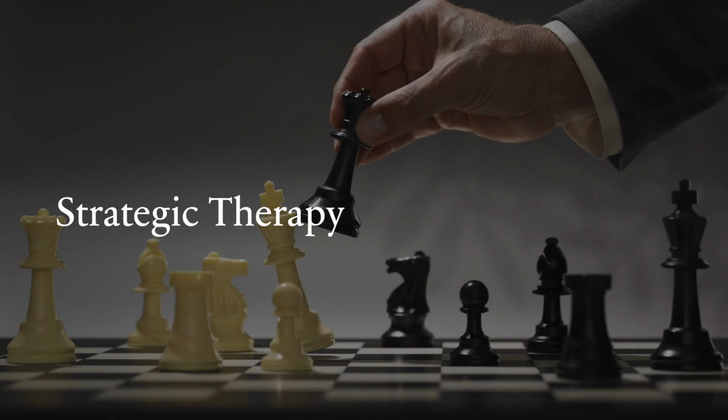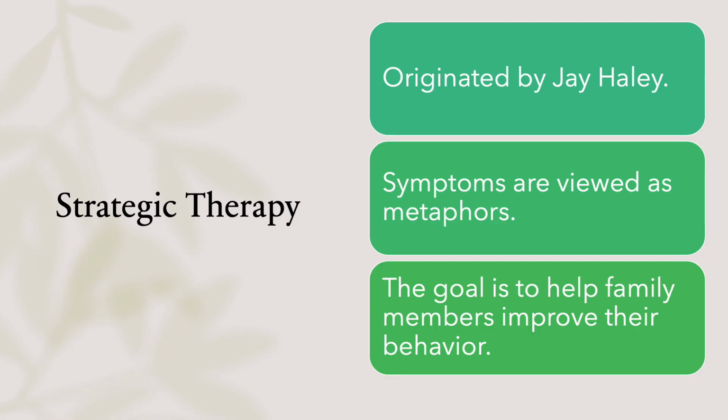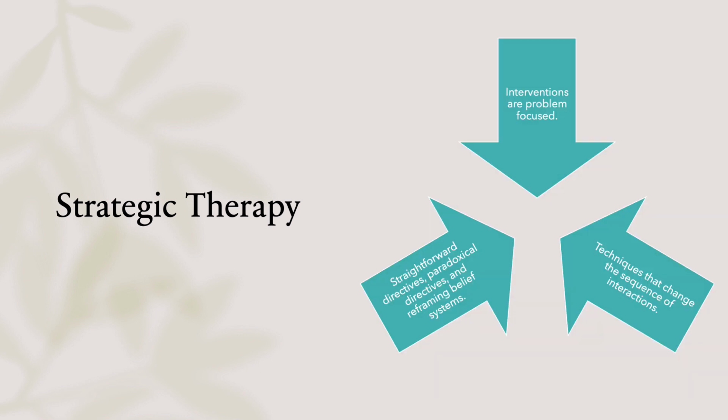And now I'll talk about strategic therapy, originated by J. Haley. Symptoms are viewed as metaphors and reflect problems in the family structure. Symptoms are a way to communicate metaphorically within a family. The treatment goal is to help family members behave in ways that will not perpetuate the problem behavior.